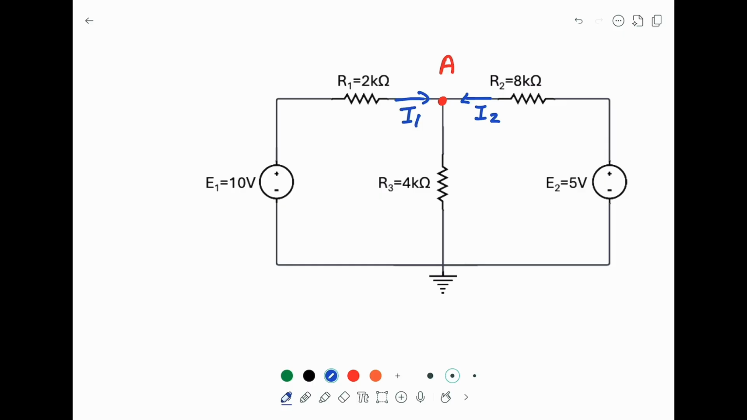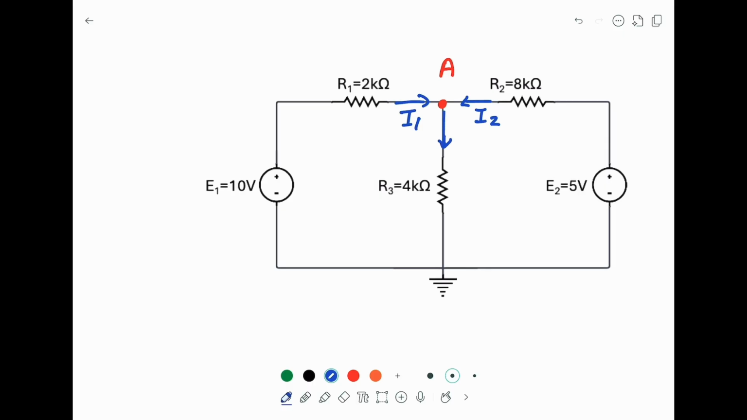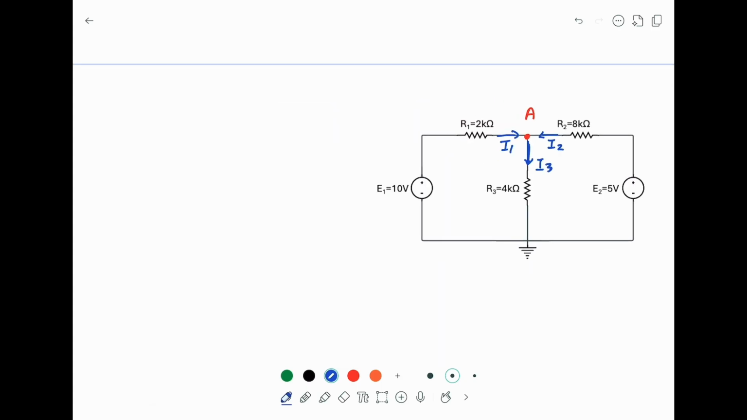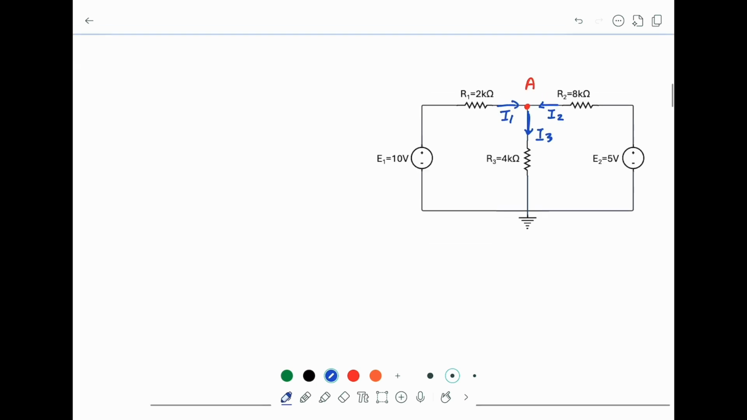And we assume the current going down this path is I3. Now again, this is an assumption. If when we solve the equation we find the loop current or any sign is negative, our assumption will be reversed. Next, let's write down the KCL at node A. So KCL at A should be I1 plus I2 equal to I3.